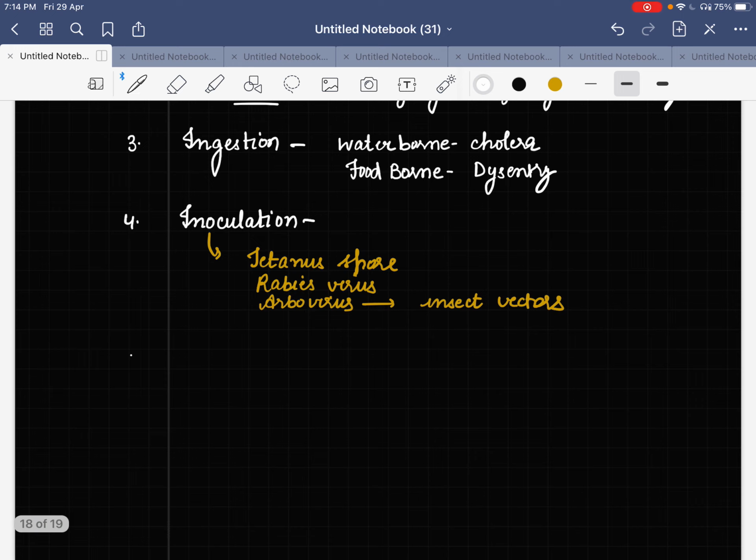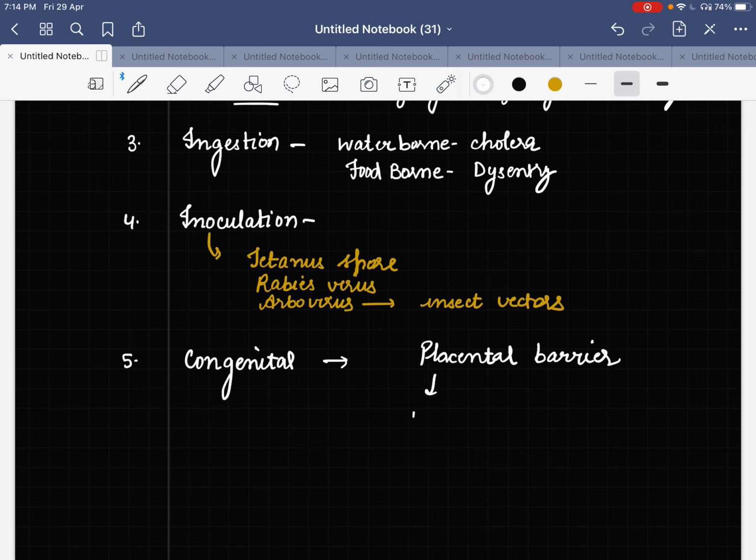The fifth route is congenital. Congenital route can also be called the vertical transmission. In this the infection is passed from mother to fetus through a placental barrier. So the pathogen can cross the placental barrier. The example of these types are like congenital syphilis or infection with rubella virus.